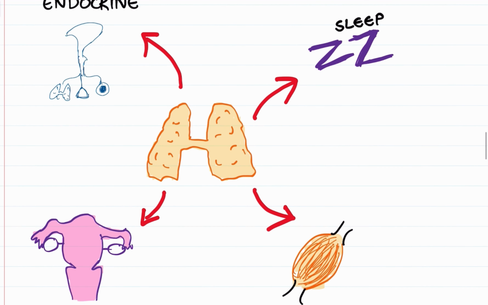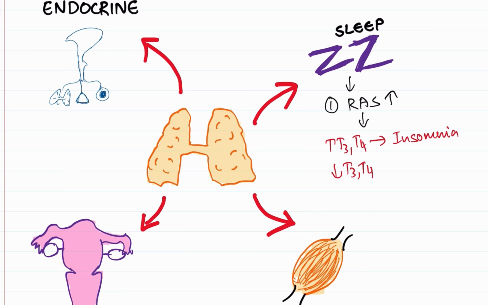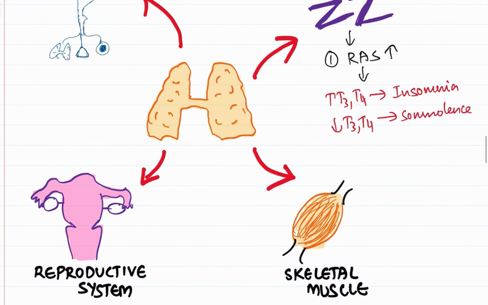Now we move on to the remaining systems. So here we have the sleep. What happens to the sleep? Thyroid hormone actually activates the reticular activating system, and as a result, the person is more active. Which means that in hyperthyroidism, when T3, T4 levels are increased, the person is unable to sleep due to hyperactivity. So he's going to face insomnia. Whereas in hypothyroidism, the person will have excessive sleep and lethargy, and that is called somnolence.